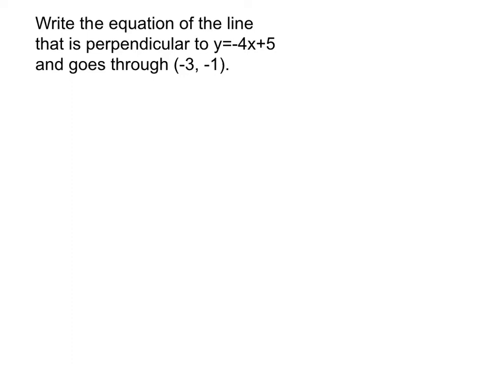Here we're going to write the equation of the line that is perpendicular to y equals negative 4x plus 5 and goes through this point. Now let's take a look at parallel lines before we even get started. We know parallel lines have the same slope because they go in the same direction.